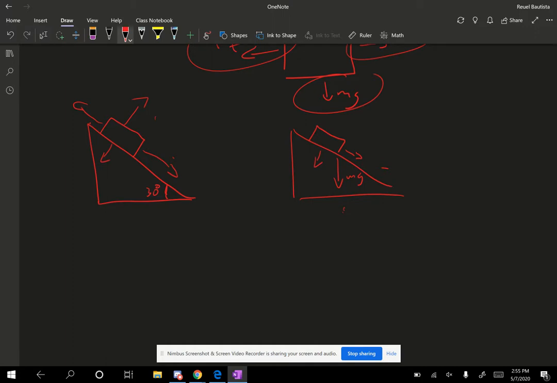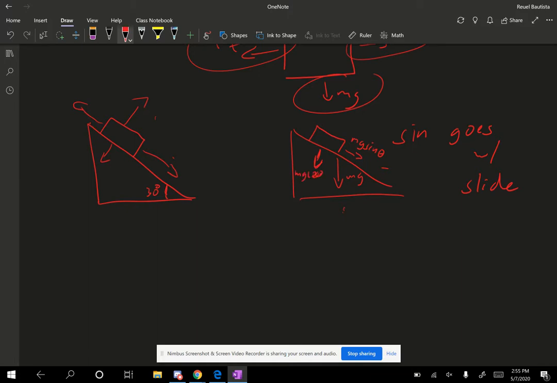Remember, always sine goes with slide. So the component going down the slide is going to be the sine component, and the one going into the slide is going to be the cosine component. So this is going to be mg sine theta, and this is going to be mg cosine theta.